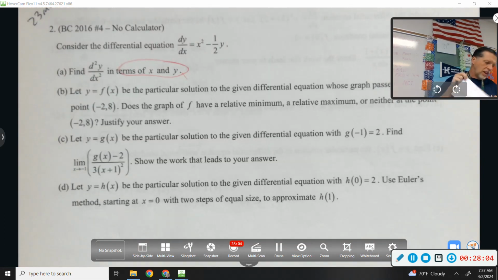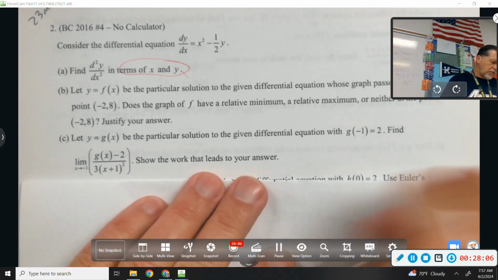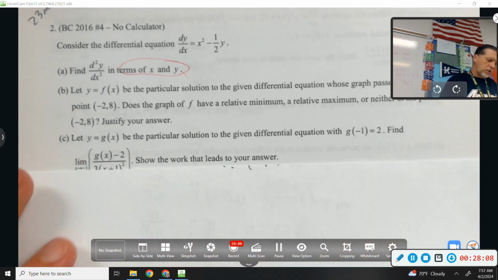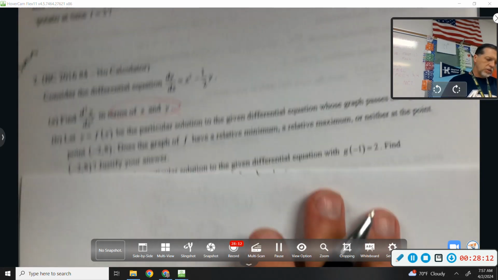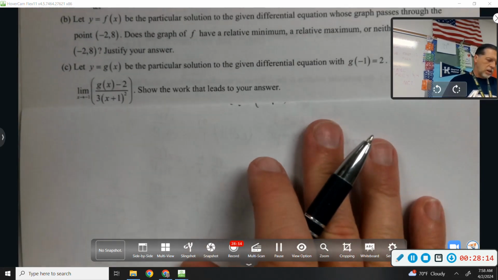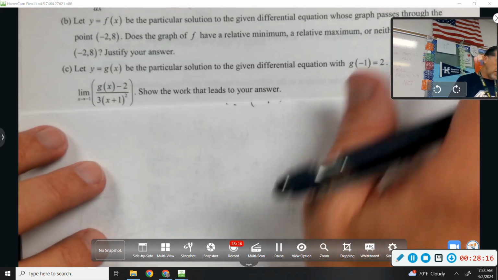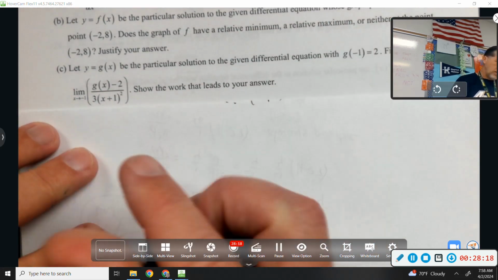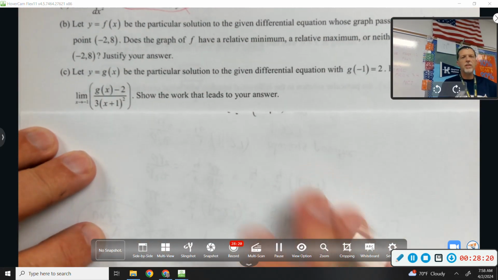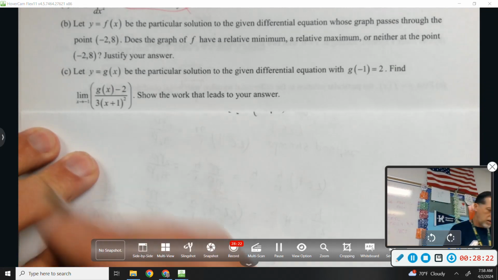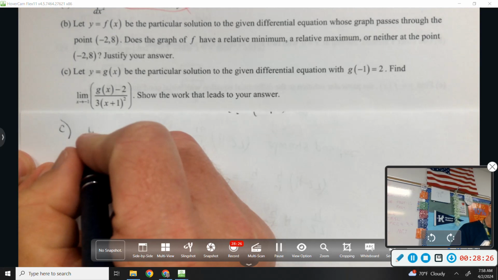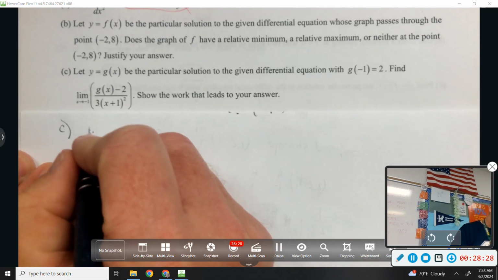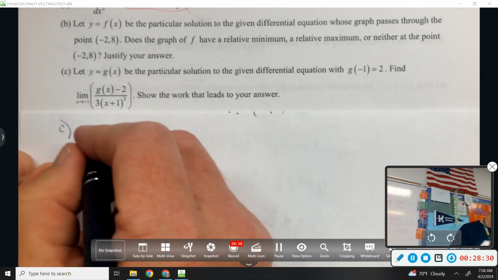Part C. Let y equals g of x be the particular solution to the differential equation, where g of negative 1 is 2. Find the limit as x approaches negative 1 of that expression. Show the work that leads to your answer. Okay, well, job 1 on limits is to just plug it in and see what happens. So g of negative 1 is 2.